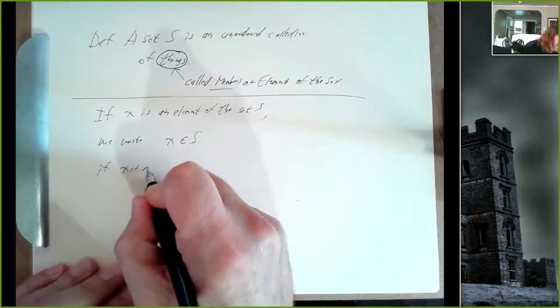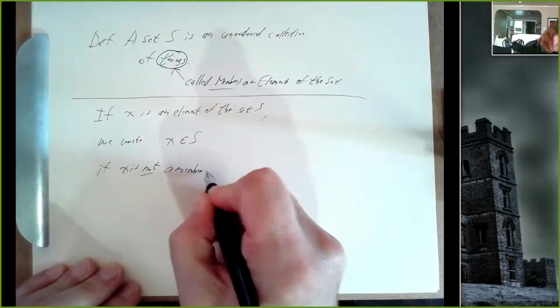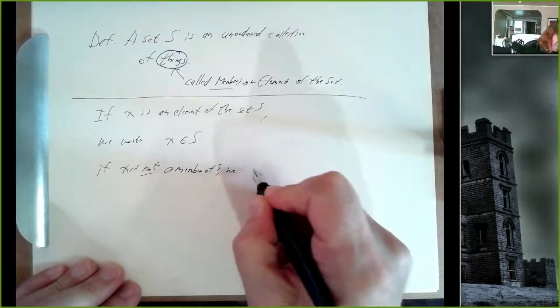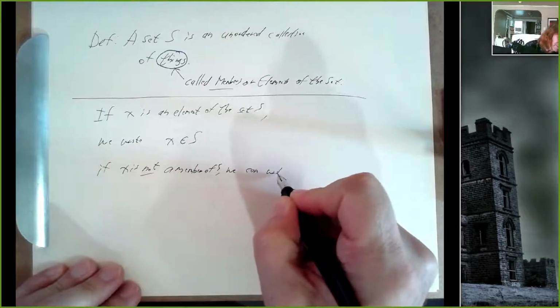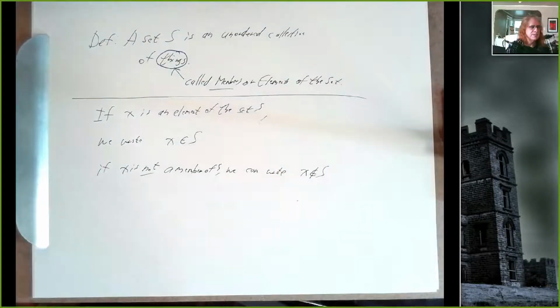If X is not a member of S, then we can write this: X is not a member of S. So that's our first useful notation, the symbol for membership. All right.